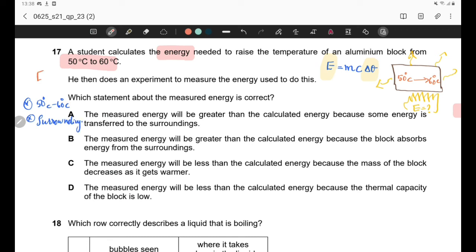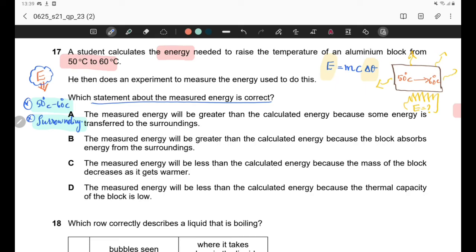So the child must have used energy which is even more than the energy just required to increase its temperature from 50 to 60, because some of the additional energy has been lost to the surrounding. Now we can see which statement about the measured energy is correct. So we already concluded the measured energy is greater than the energy just required to change the temperature from 50 to 60, as some energy has been lost to the surrounding.